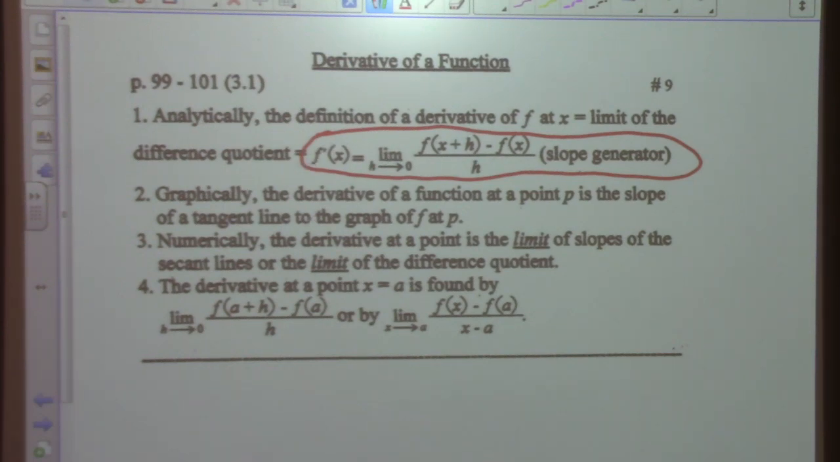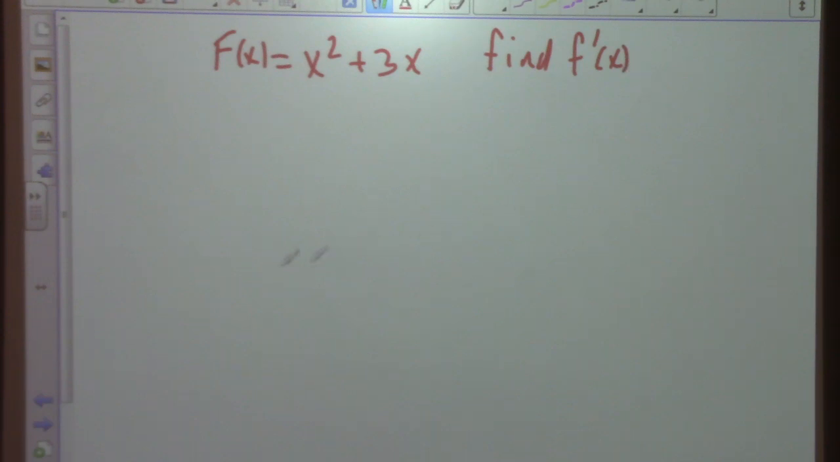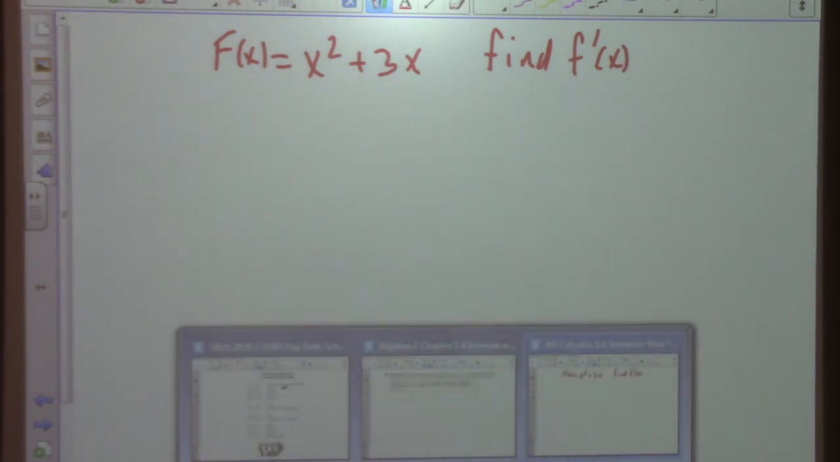So what I want to do is, okay, f of x equals x squared plus 3x. I want you to find f prime of x, on a separate piece of paper. You can do a separate piece of paper, or if you have room on a paper somewhere. If you need to borrow paper anywhere, Hannah, you need paper.